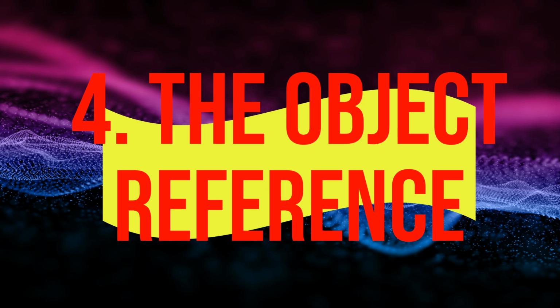Finally, we have the object reference. This isn't a number or a word. It's a pointer to something in your game. It could be a specific blueprint, a light, or a sound. If you want one blueprint to talk to another, you'll usually store that other blueprint as an object variable.